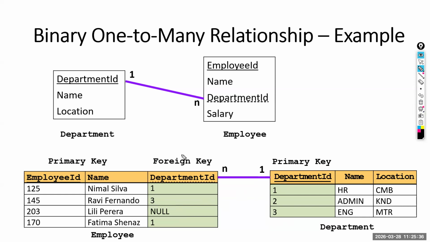So the most important thing is when one to many relationships are mapped, design, add the foreign key to the many side, not to the one side.